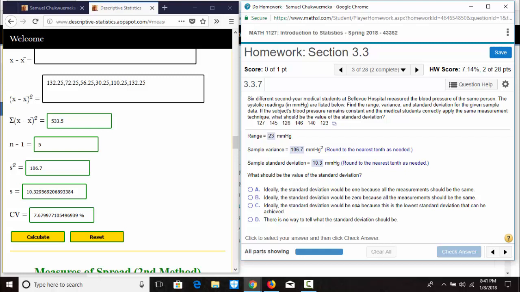Ideally, the standard deviation should be 0, because the six medical students measured the blood pressure of the same patient and they correctly apply the same measurement technique. So they should get the same result. There should not be a deviation. Ideally, they should have the same measurement. So that should be option B.